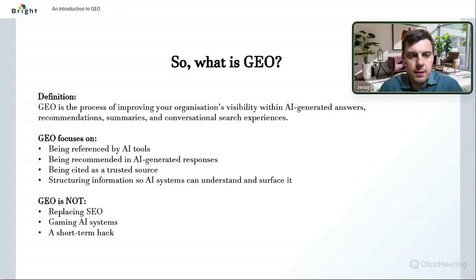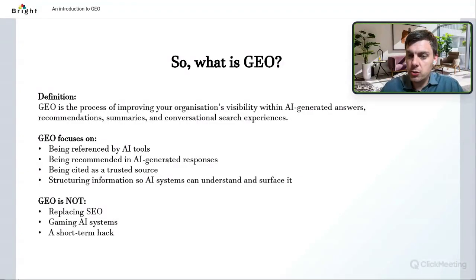So in terms of the acronym, it stands for Generative Engine Optimisation, and it's the process of improving your organization's visibility within the AI-generated answers, recommendation summaries, and conversational search experiences that people are starting to rely on more. So it focuses on being referenced by those AI tools, being recommended in generated responses. So, for example, if somebody's asking for a recommendation through AI, it requires you to be that answer, really.